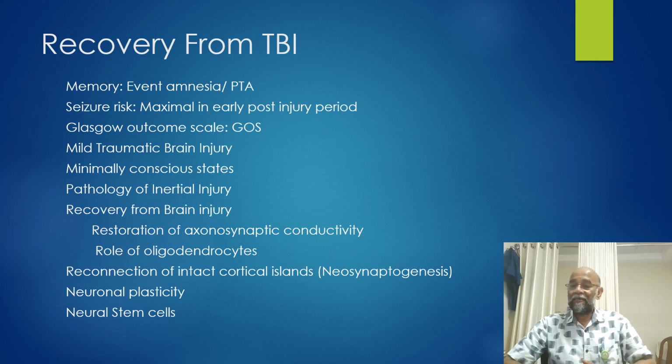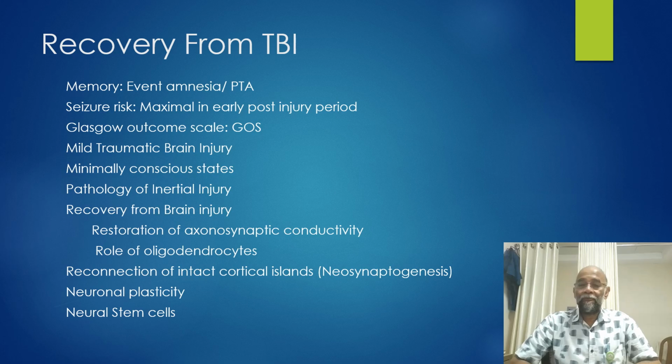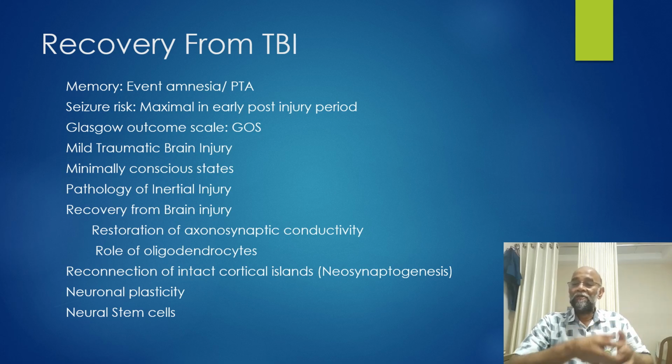Neuronal plasticity is another entity. Here, areas of intact cortex take over the function of damaged, irreversibly damaged cortex. This plasticity is more pliable, or occurs more, in the very young. That is the reason why some of the epilepsy operations, where you do a hemispherotomy, for example, you do it at a very young age.